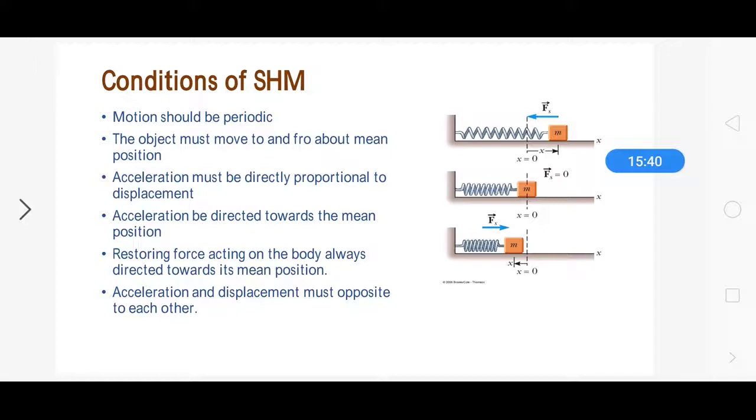So these are the conditions. The motion should be periodic. Objects must move to and fro about the mean position. Acceleration must be directly proportional to displacement and it is towards the mean position. The restoring force acting on the body is always directed towards the mean position, and acceleration and displacement are always opposite to each other. These are the conditions.